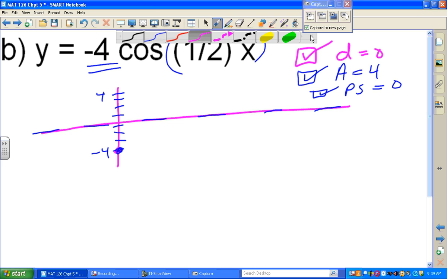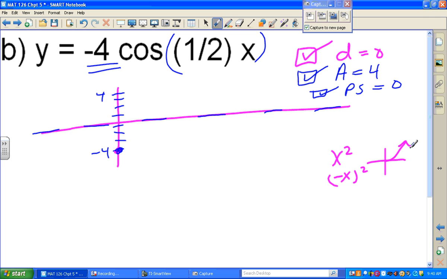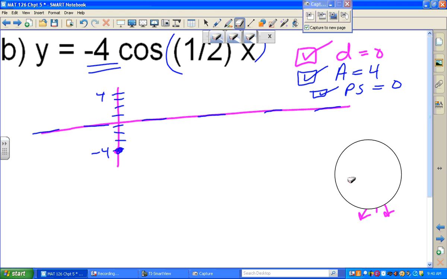That's only if the negative is inside the angle. Like the graph of x squared is the same as the graph of negative x squared. They're both parabolas that open up. However, the graph of negative x squared is a parabola that opens down. So it matters what the negative is in relation to the mathematical operations. Nice. Okay. Moving on. Oh, we got to sketch this out.